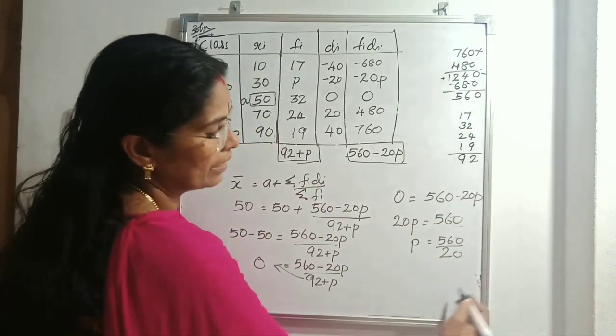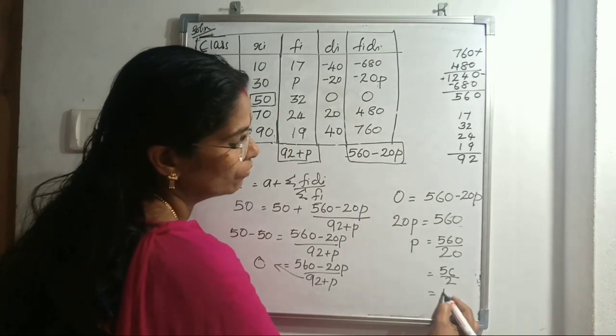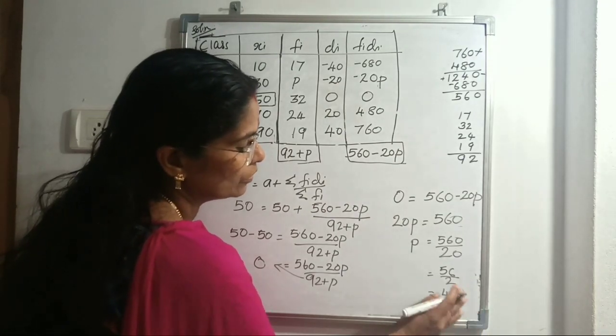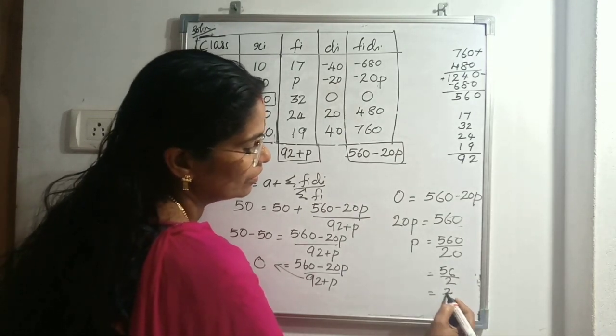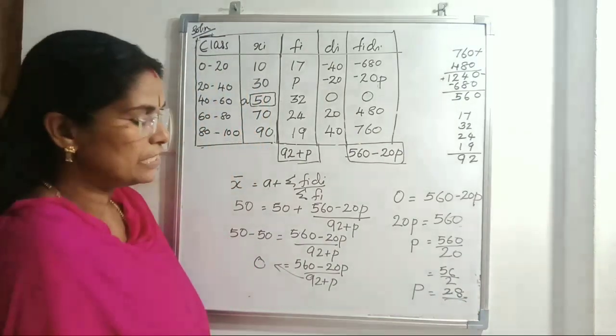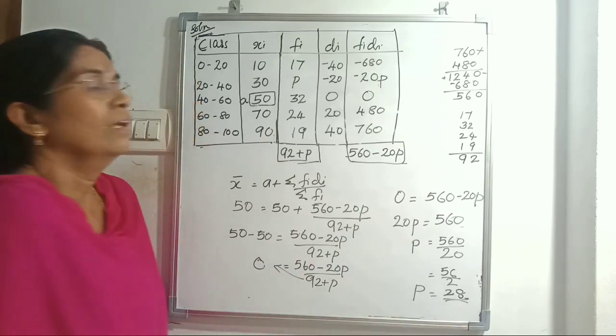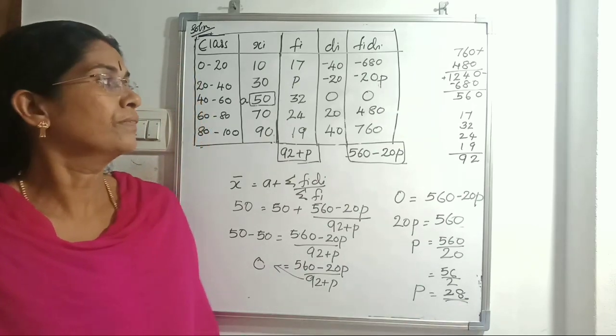The 0s cancel, so 56 by 2. What is 56 by 2? 28. So the value of p is equal to 28. Okay, clear this one? I want to repeat once again.